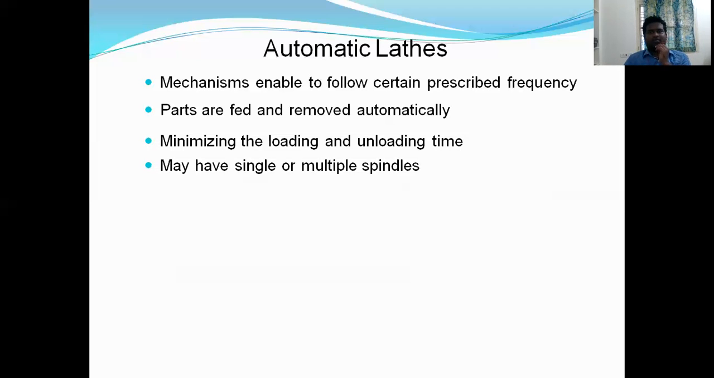May have single or multiple spindles. So these are all features of automatic lathes, automatic lathes having single or multiple spindles. Single spindle automatic lathes we have observed, and the multiple spindle ones we have also observed so far.